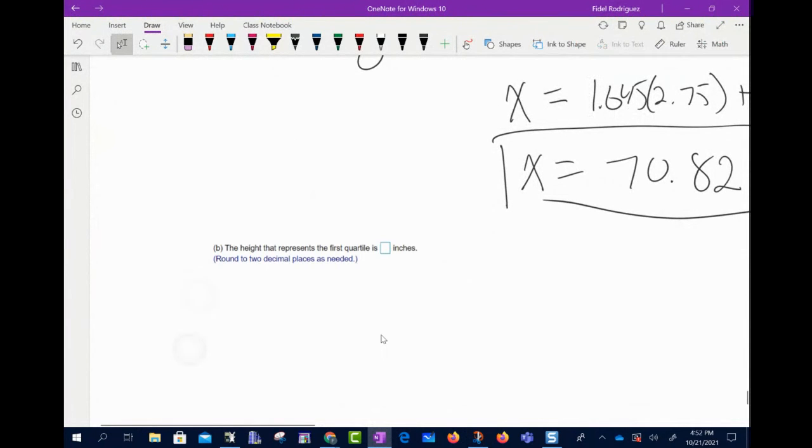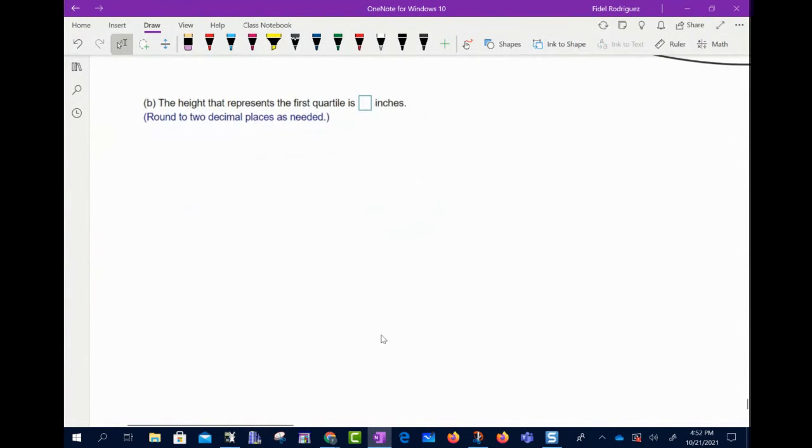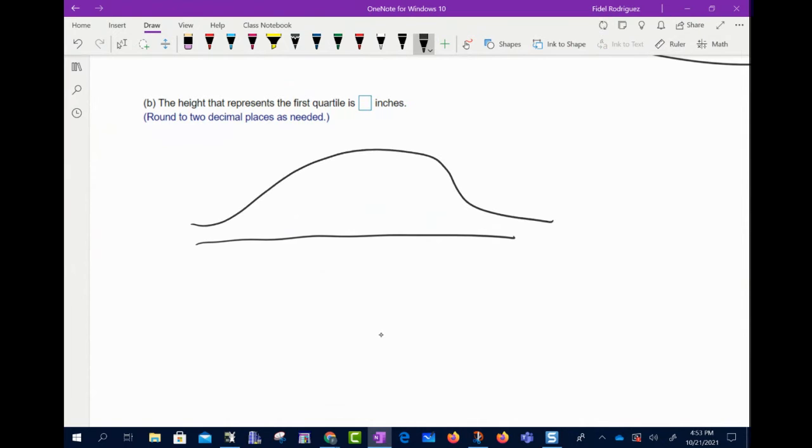Here we go. Okay. What's the height that represents the first quartile? So what does that mean? What does the first quartile mean? So I'm going to draw a picture. It looks like this: 0, 1, 2, 3, minus 1, minus 2, minus 3. Think of the idea of quartile, like quarters.